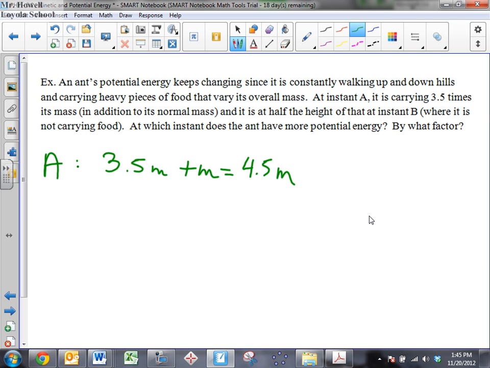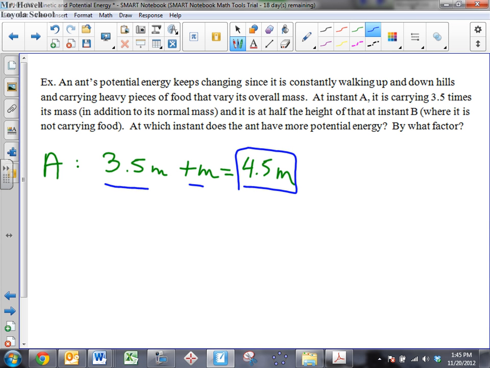Now, listen. The idea is this. You can use variables or you can pick values. So on the test, a lot of you picked values, which was fine. Some of you used variables to solve correctly, which I was very impressed by. So we're going to go over this with variables now to see the difference. The ant is carrying 3.5 times its weight on its back, plus its own weight, so altogether its weight is 4.5 times whatever its mass is.